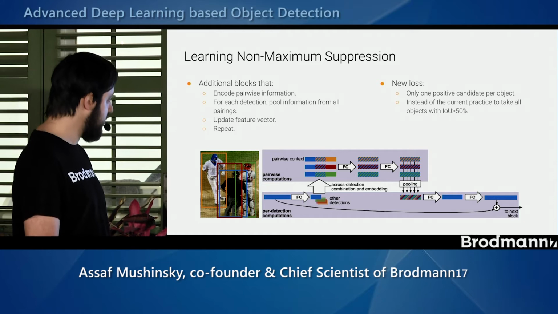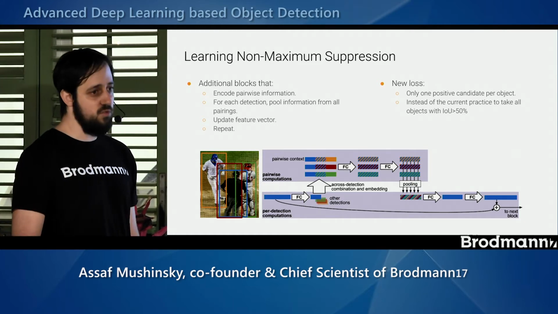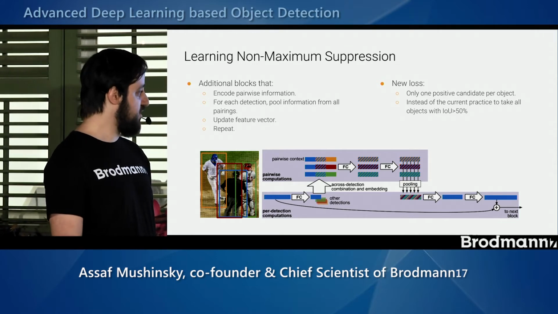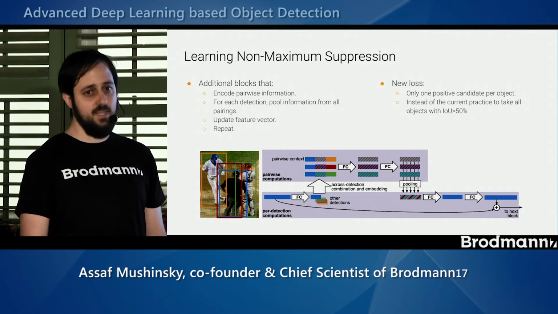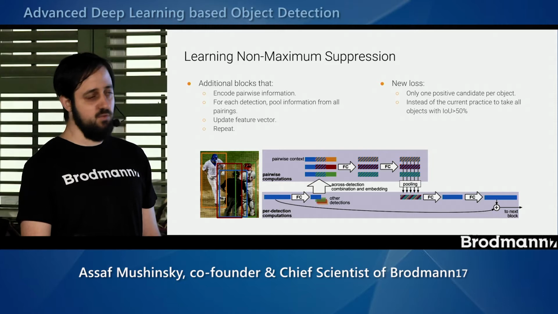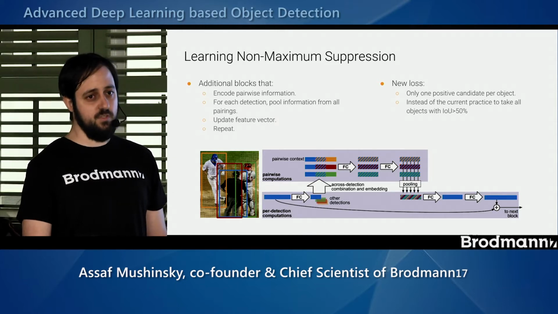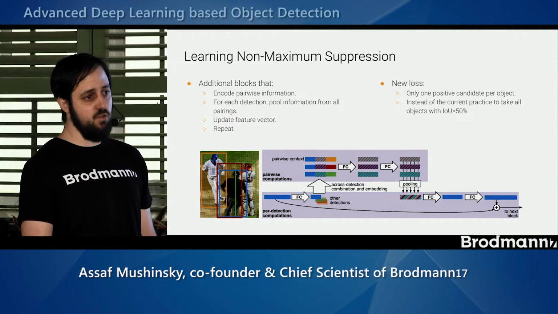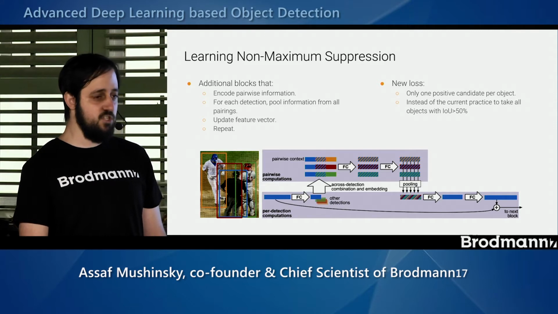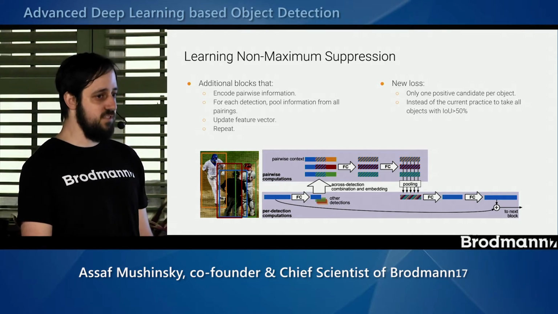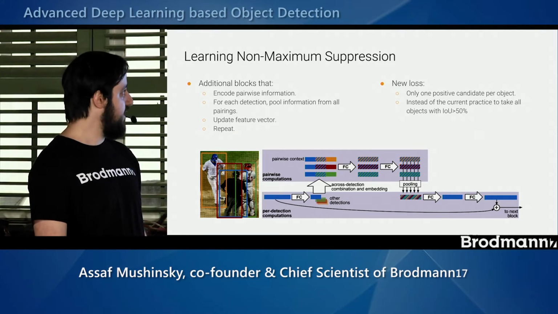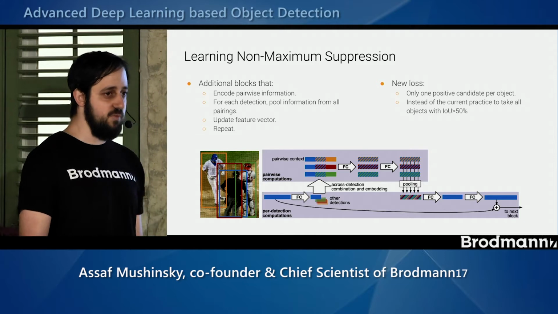and this gives us a new feature vector that contains not only the information on the object in the image, but also the relation to other objects, their position and the confidence. This process is repeated a couple of times, and this allows the network to learn the relationships between detections. The final addition is a new loss that punishes more than one detection per object. Instead of taking all of the positives as positive, we take only one detection per object, and the rest are false. This makes a much harder task to learn, but thanks to the new blocks, we now have the information to make this work.